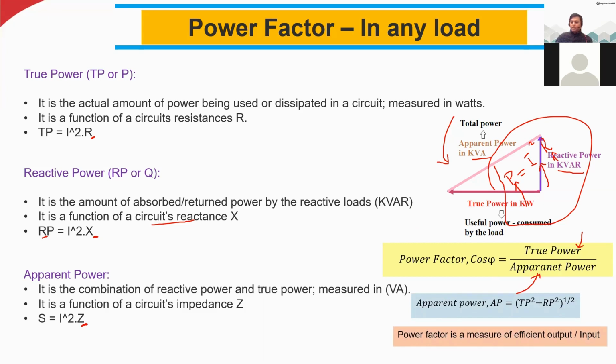Now what is the value of this apparent power? Apparent power or AP is equal to TP square plus RP square whole power 1/2. It means square root of TP square plus RP square. This is the formula for apparent power. Total power is equal to true power plus reactive power. And we are writing in terms of RMS now here. And power factor is a measure of efficient output divided by input. So the same logic we are using in so many factors calculation. So now we are calculating in terms of power factor.